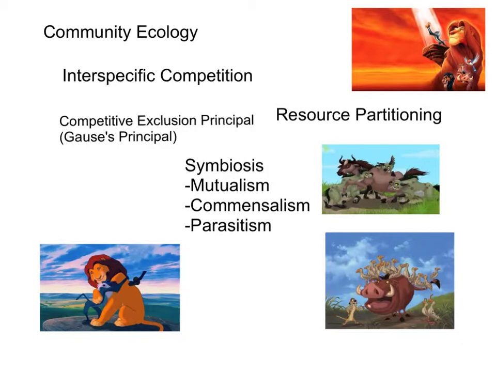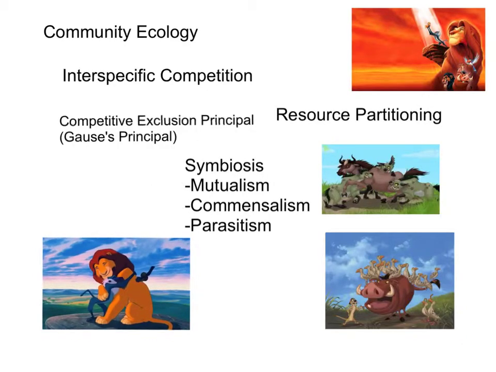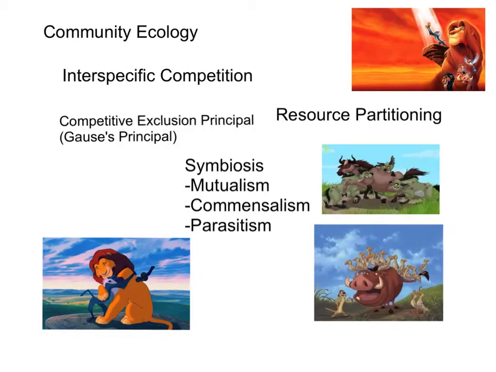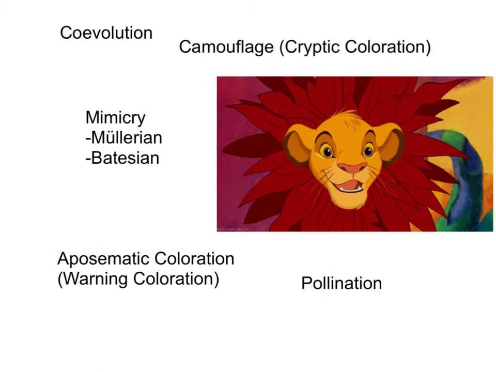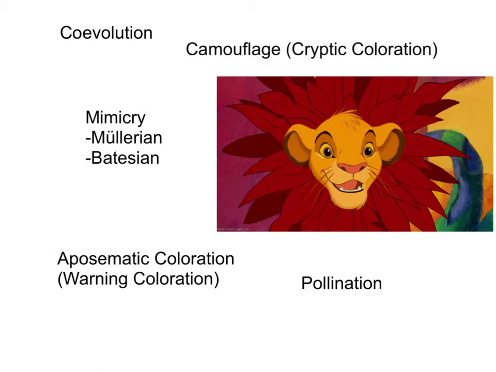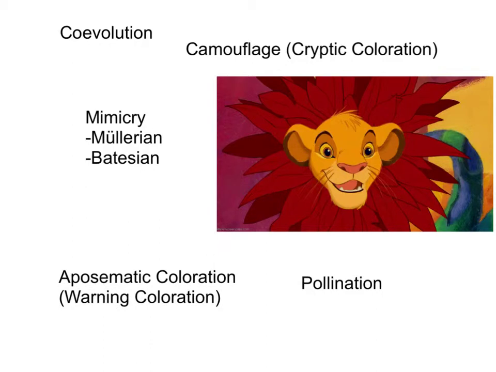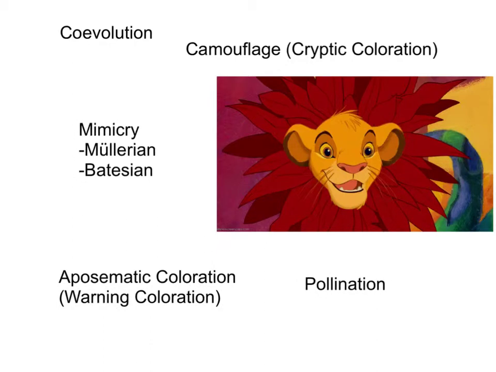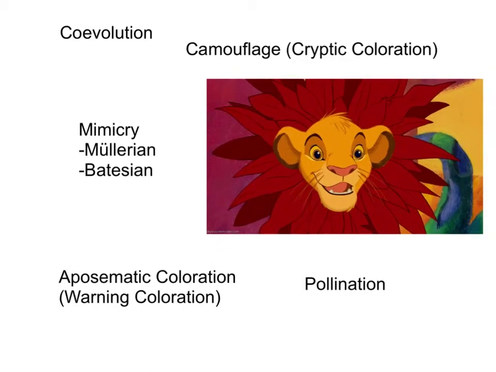Symbiosis is when two species live in close contact. Mufasa and Rafiki's relationship is an example of mutualism. Both species benefit. These birds on Pumbaa are an example of commensalism, where one species benefits and the other is unharmed. Parasitism is when one species benefits and the other is harmed. Examples of coevolution are camouflage, aposematic coloration, mimicry, and pollination. Young Simba here can be exhibiting camouflage or mimicry.